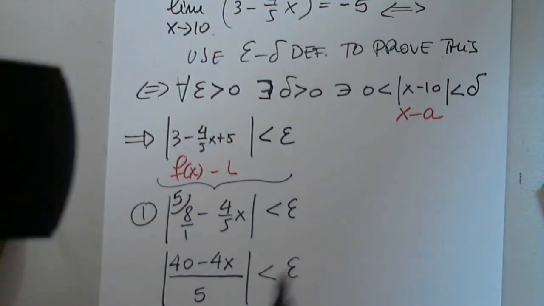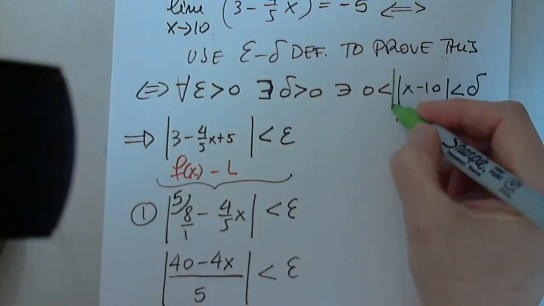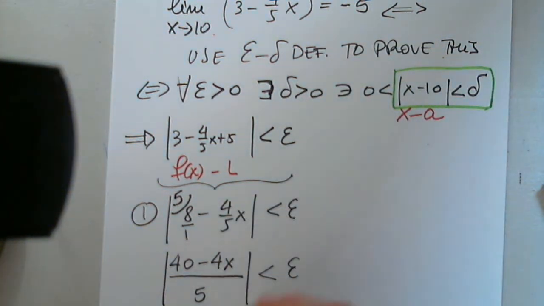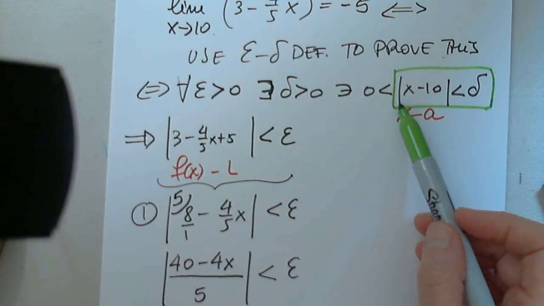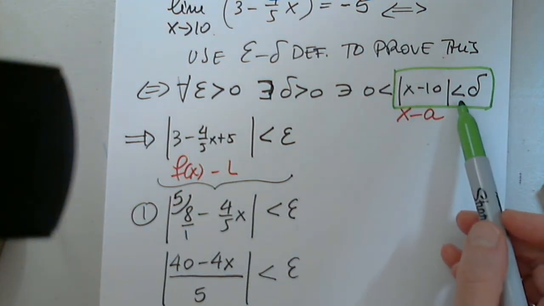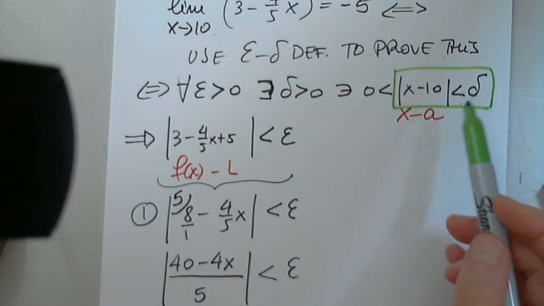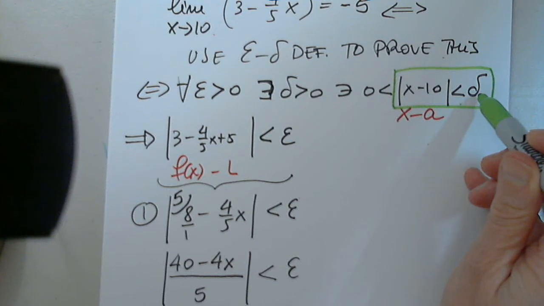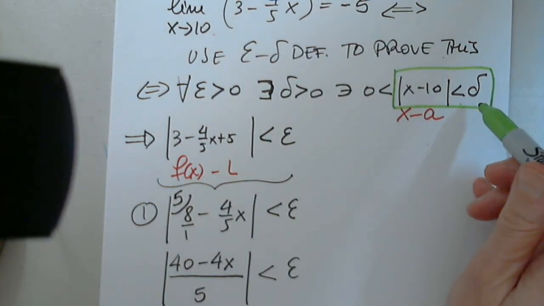Remember what we are after. And this is not cheating. This is what I'm after. From all this, I have to get on the left-hand side the absolute value of x minus 10, the less than symbol, and blah, blah, blah with epsilon. And that will be delta.